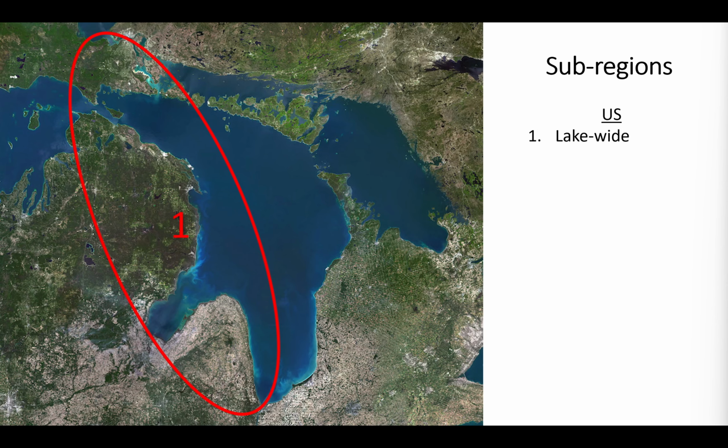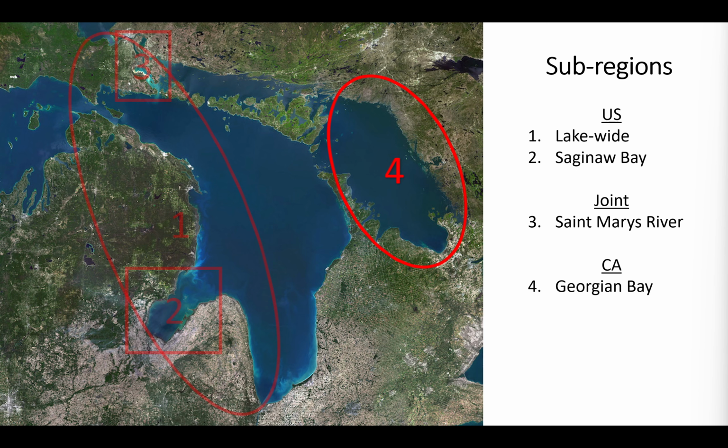And so then we wanted to break down which regions of the lake we wanted to specifically look at as they relate to these two indicators that the group developed. The first would be lake-wide U.S. waters. The second would be specifically looking at Saginaw Bay. The third would be the joint waters of the St. Mary's River. Then jumping over to the Canadian waters, we were looking at Georgian Bay, Canadian waters of the Main Basin, and then the North Channel.